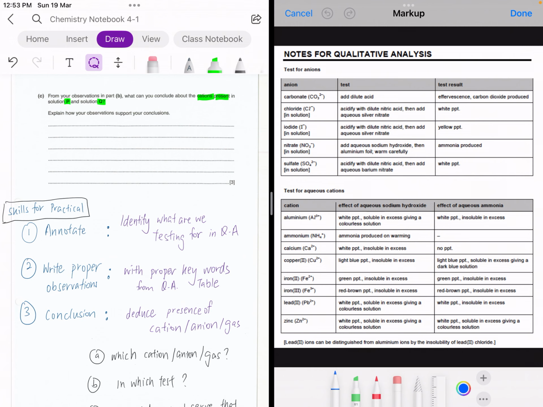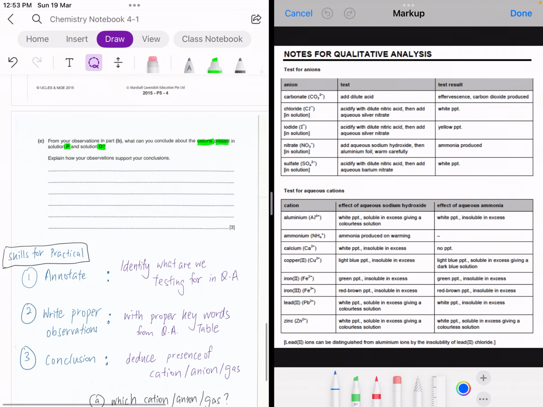So for every practical, there are three key skills you need to learn. First, you need to know how to annotate. That means identify what we are testing for in a test given to you using the QA table. Next, you'll be able to write down proper observations using the keywords from the QA table as well. And lastly, based on what we are testing for and what we observe, what can we conclude about the presence of certain cation, anion, or gases from each test?